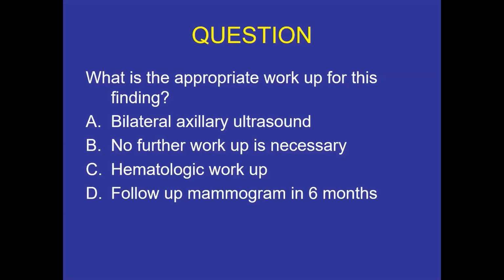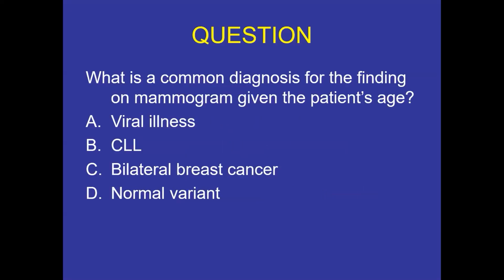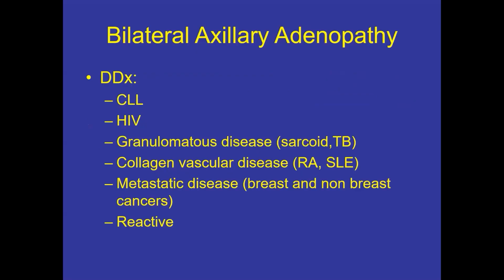And we'll talk about the hematologic workup in a minute. But what is a common diagnosis for the finding on mammogram given the patient's age? CLL, that is correct. So the differential diagnosis for bilateral axillary adenopathy is CLL, most commonly seen in older women. So this patient, if I'm remembering correctly, I said 63 years old. So older women, it's usually CLL until proven otherwise.